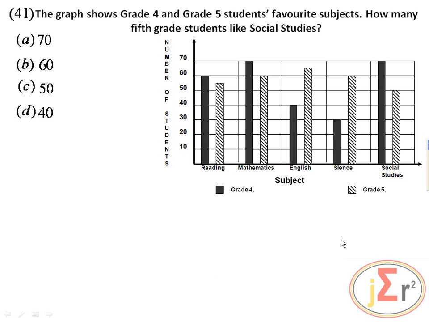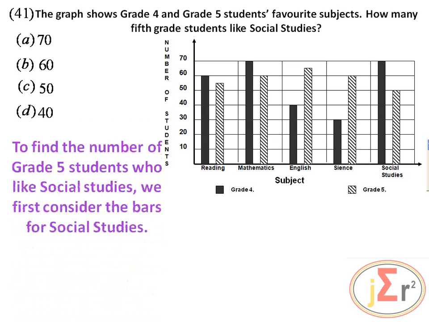So the stripe bar is represented by what set of students, Jerry? Grade 5. And the completely dark bar represents which students, Jerry? Grade 4. Right. So let me ask you a question, Jerry. These students are from what grade? Grade 4. These students are from what grade? Grade 5. Right. So we may use the key in that fashion.